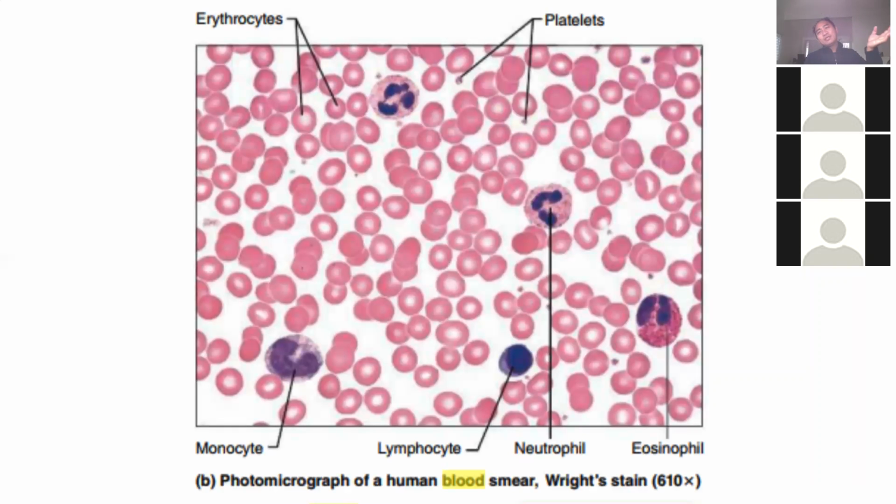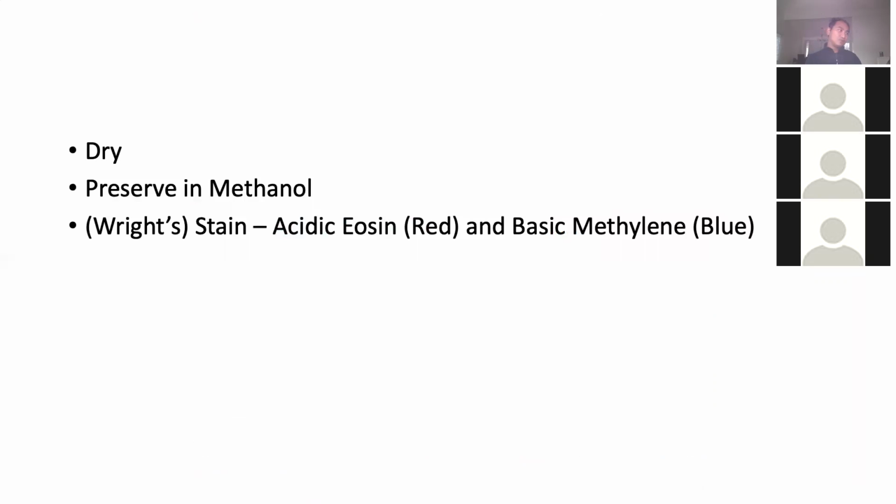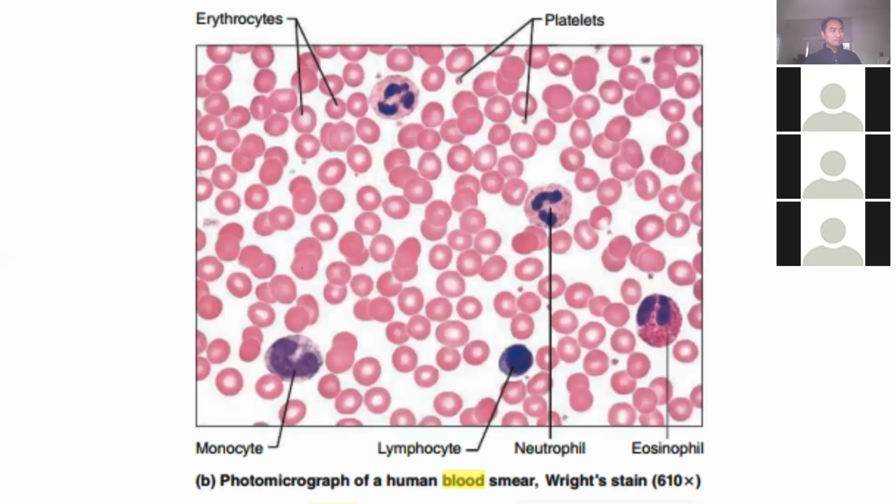So you put that blood film under the microscope after all these processes. Of course, depending on your laboratory, you might have to do it slightly differently and use slightly different chemicals. So put it under the microscope. Now this is what you are going to see.